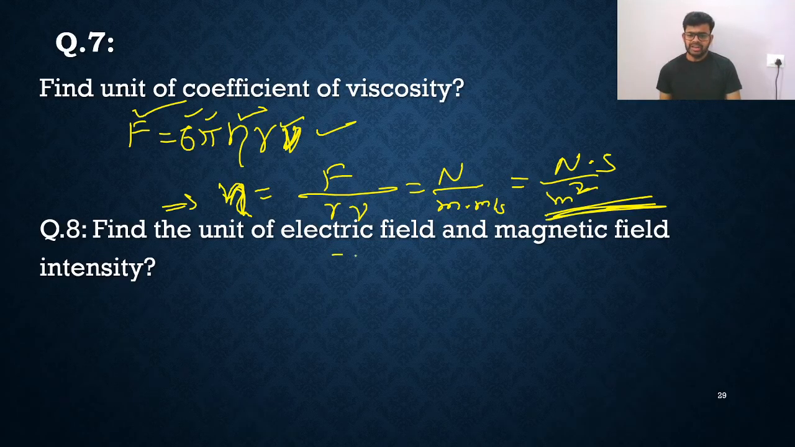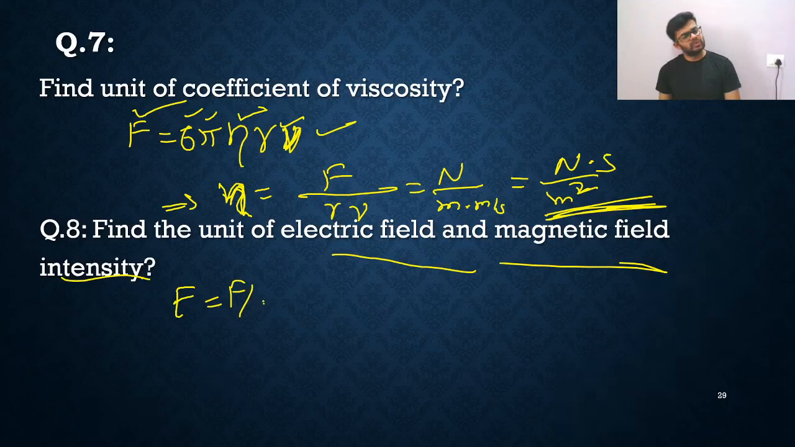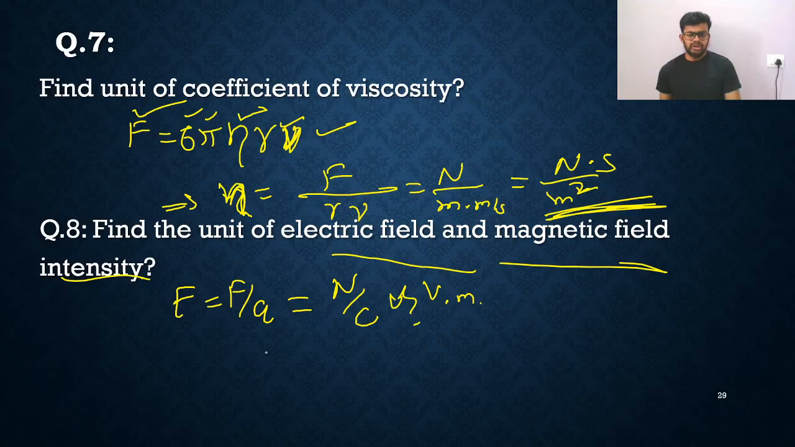Find the unit of electric field and magnetic field. Electric field E is equals to F by Q, force per unit charge. F is in Newton and charge is in Coulomb. So this is Newton per Coulomb. It is also called volt per meter. Next we will talk about magnetic field.